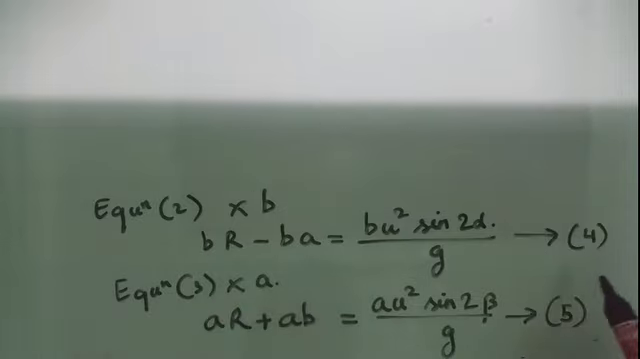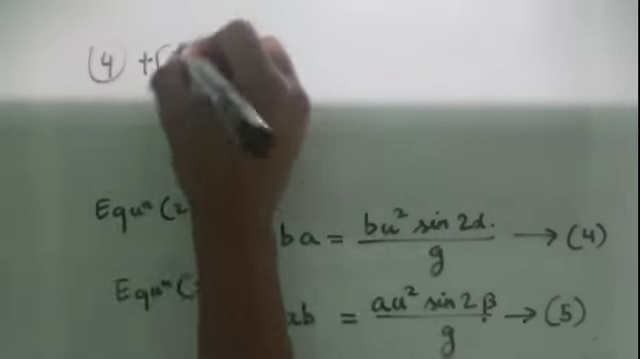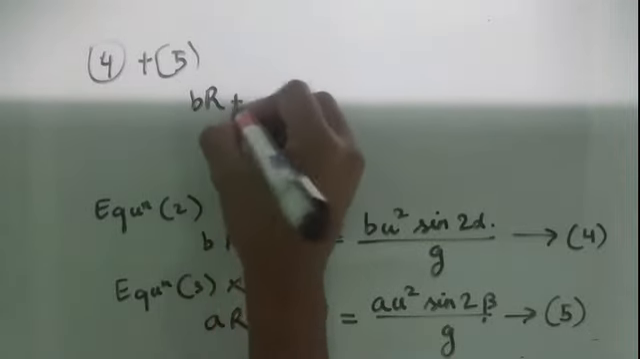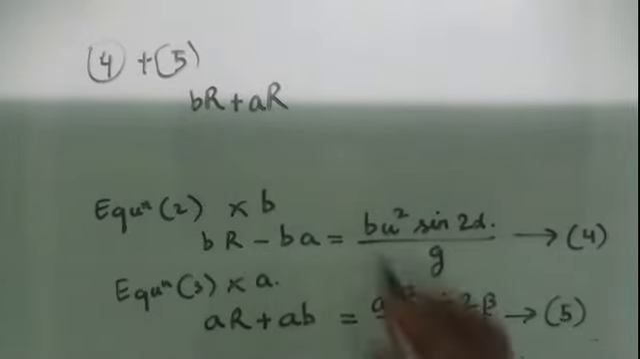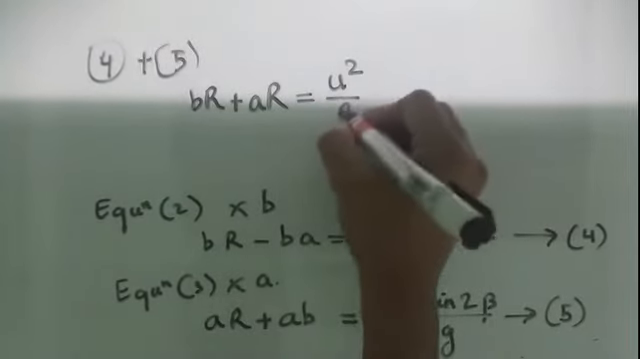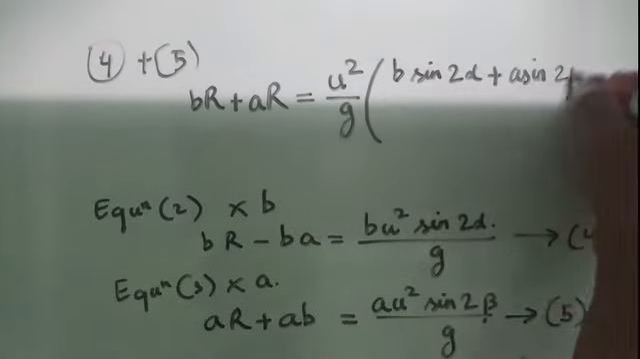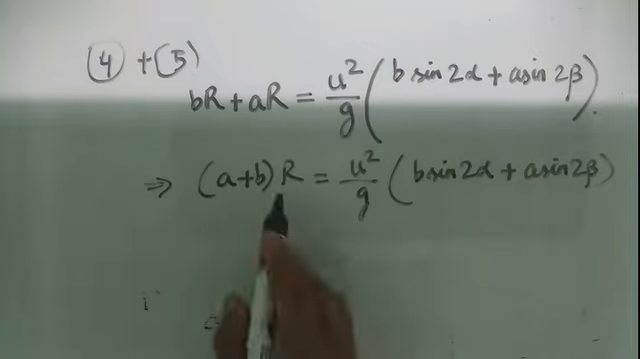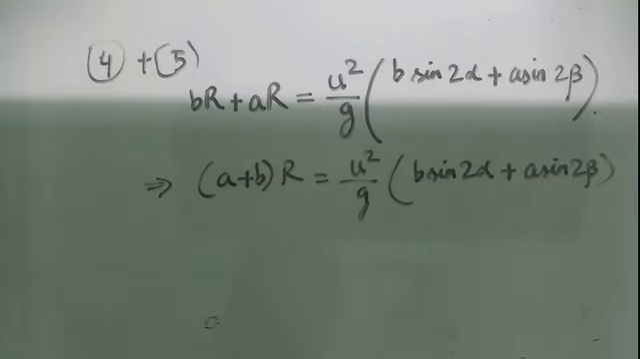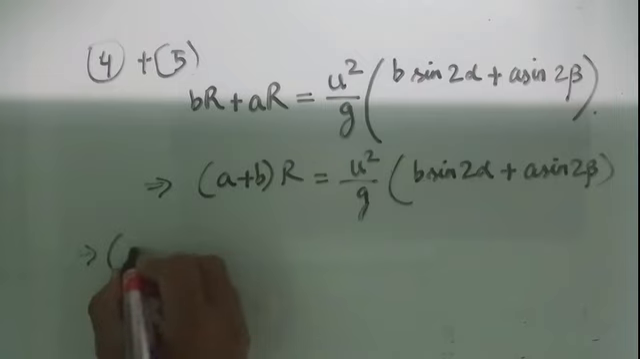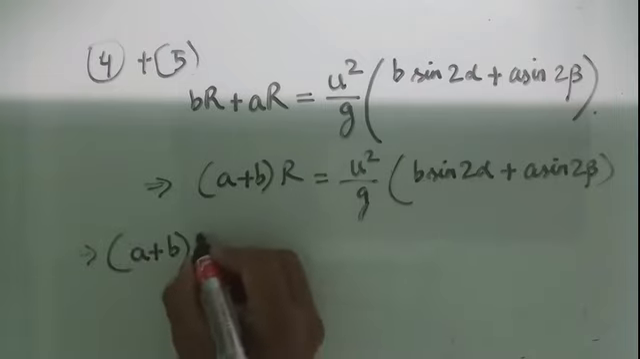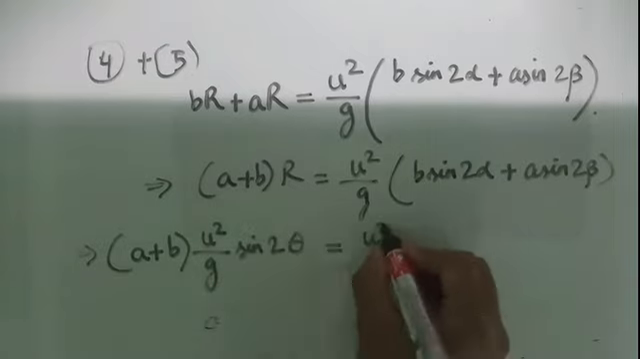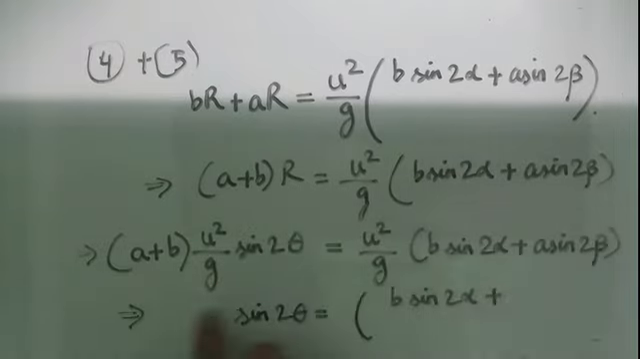Next, what will we do? We will add 4 and 5. This one and this one will get cancelled, so we will get bR plus aR. U square by g, you take common. You will be having this. Next, just substitute the value of R from equation 1. If you take a look at equation 1, R is equal to u square by g sine 2 theta. So we are done.